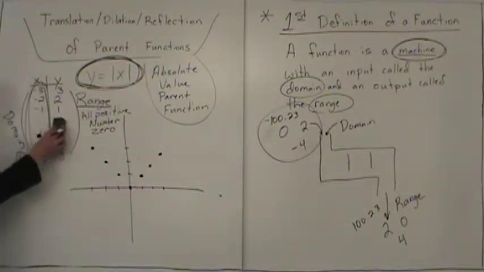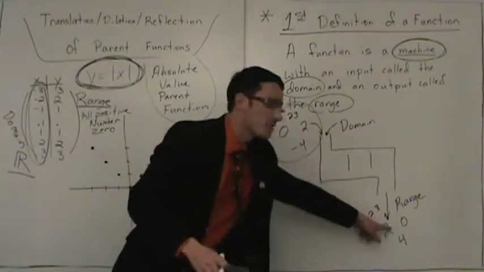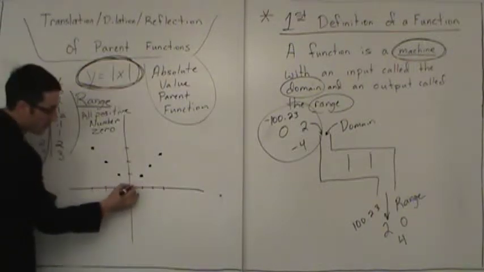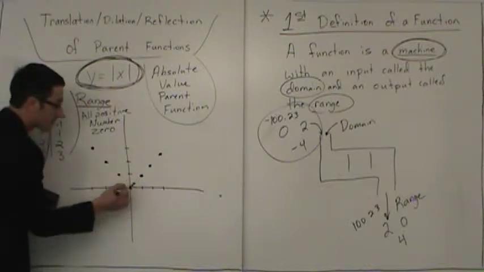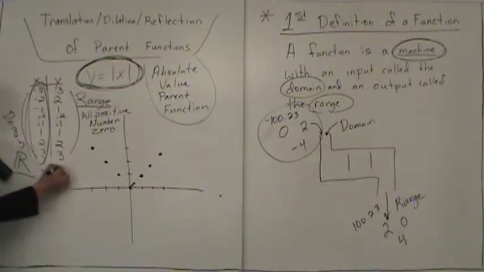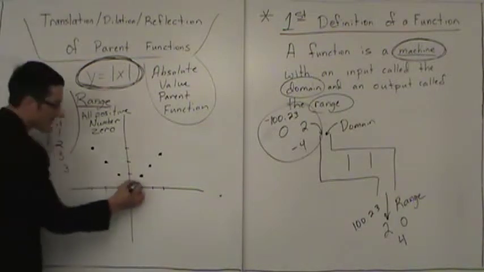Look over here. I'm going to erase 0, 0. What if we put in 0.1, what do we get? Well, the absolute value of 0.1 is 0.1, so we get 0.1. If we put in 0.2, what do we get? Well, we get 0.2. Watch. Here's 0.1, 0.1, and here's 0.2, 0.2. Could we put in 0.3? Yes. If we put in 0.3, what do we get? 0.3. Okay, so we have 0.3, 0.3.